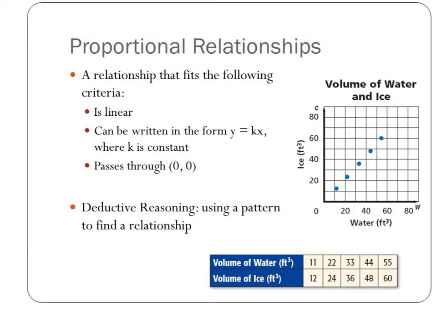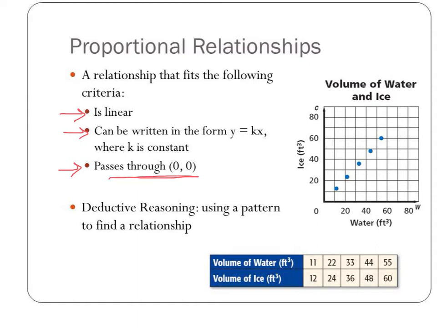So first of all, we'll talk about proportional relationships, and it's a relationship that has to fit the following three criteria. So first of all, it has to be linear. Okay, so if we look at our data over here that's plotted, notice that they do make a line, so this is linear, all right? It has to be something that can be written in the form y equals kx, where k is some constant, okay, and it has to pass through 0, 0. And so that's the big one that makes lines be proportional.